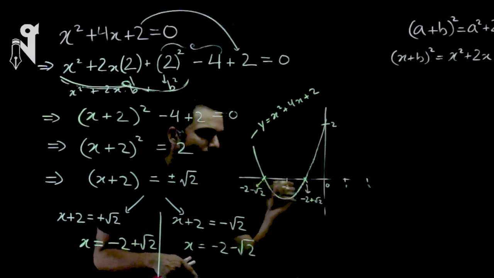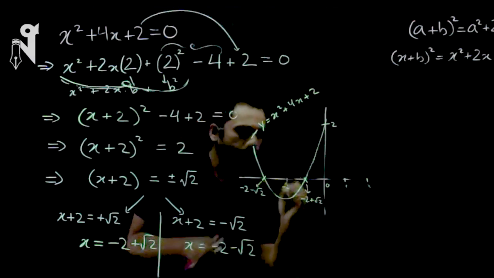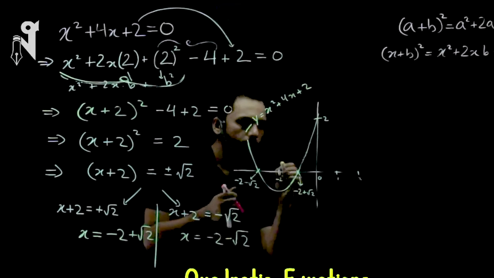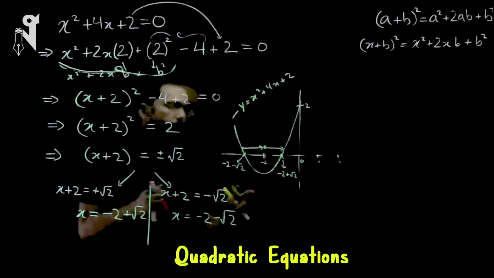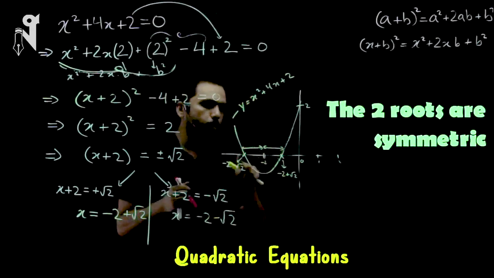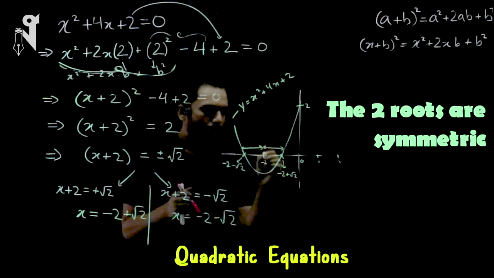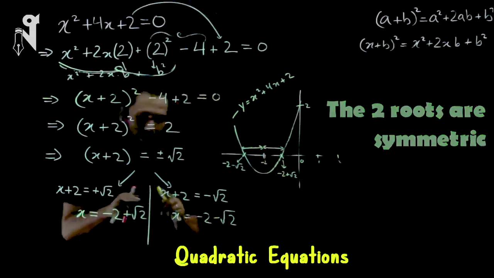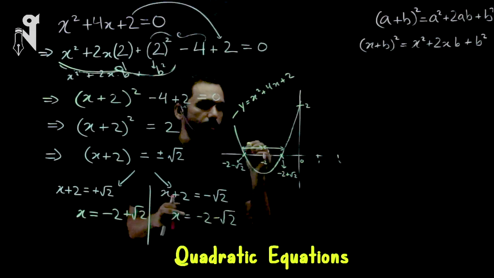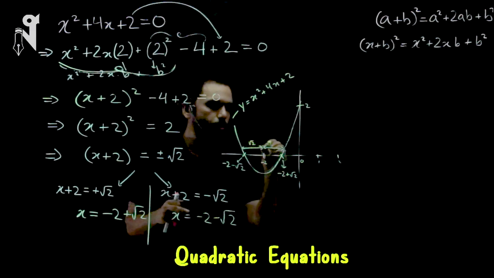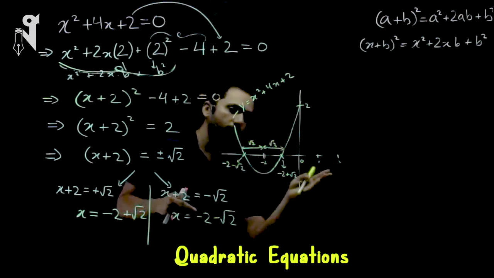So the important point over here is that the two roots, the two x-intercepts, are symmetric about minus 2. Mathematically also we are seeing the same thing that we are seeing in the graph. This length is root 2, on the left side of minus 2 and on the right side of minus 2.